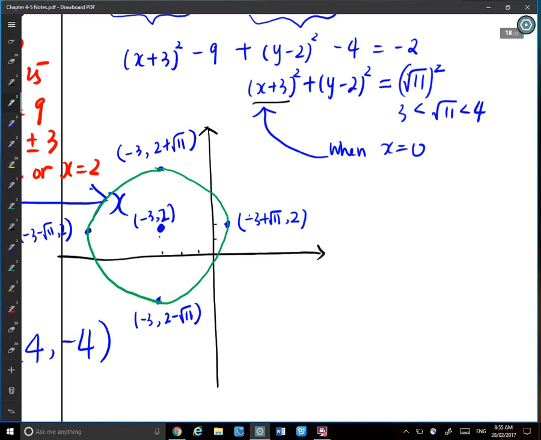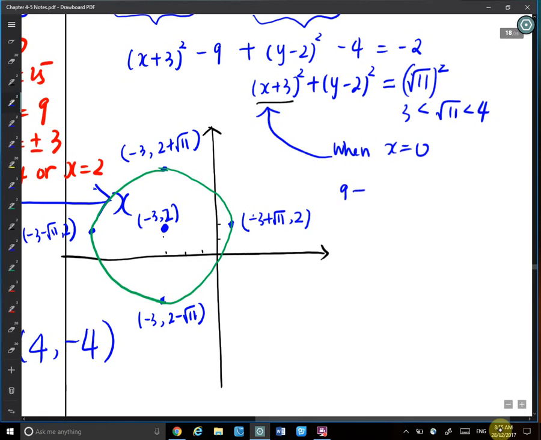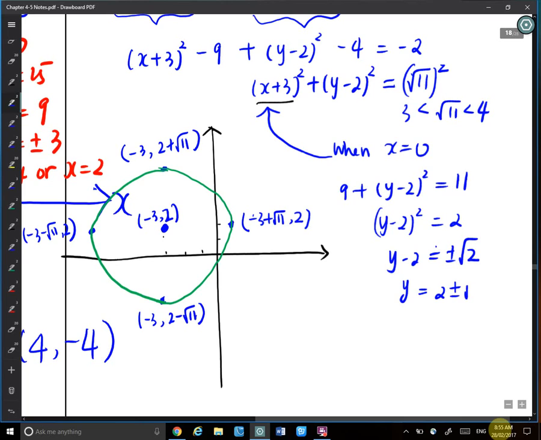Otherwise, you need to factorize again for the general form and then solve for that, so it takes a longer time. So when x equals 0, it is 9 plus (y minus 2) squared equals 11. Now I can move the 9 across, so (y minus 2) squared will be 2. Then y minus 2 equals plus or minus root 2. Then y equals 2 plus or minus root 2.